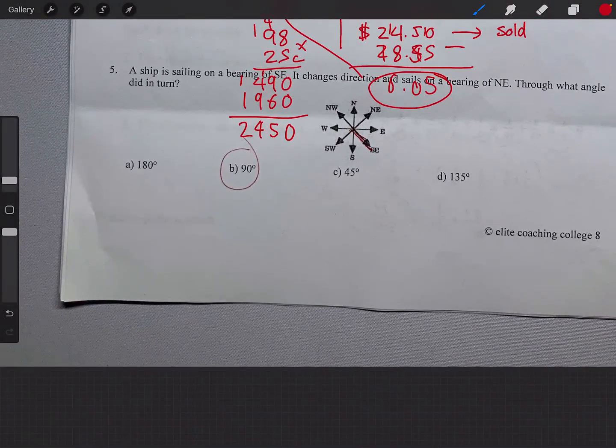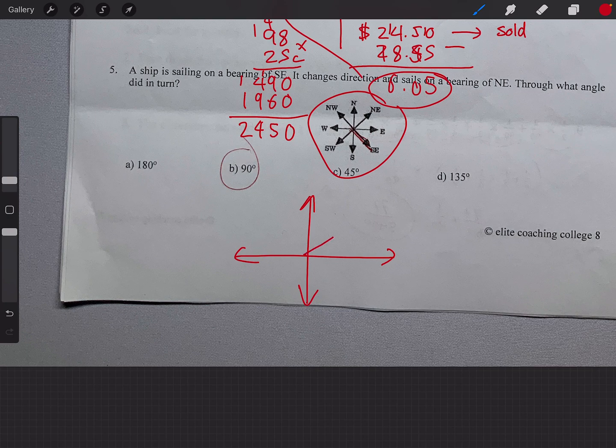Okay, the ship is sailing in this direction. Let me see, it even draws it for you actually. Anyway, this is north, east, south, and west. So it says a ship is sailing on a bearing of southeast. So it was going in this direction here, southeast, because it's between south and east. Now it changes and it goes into northeast. It says what angle did it turn?